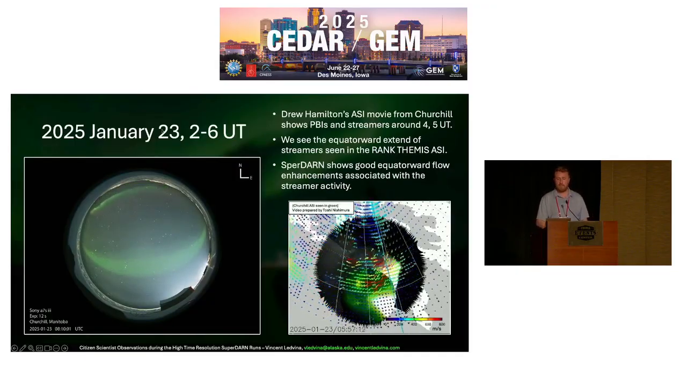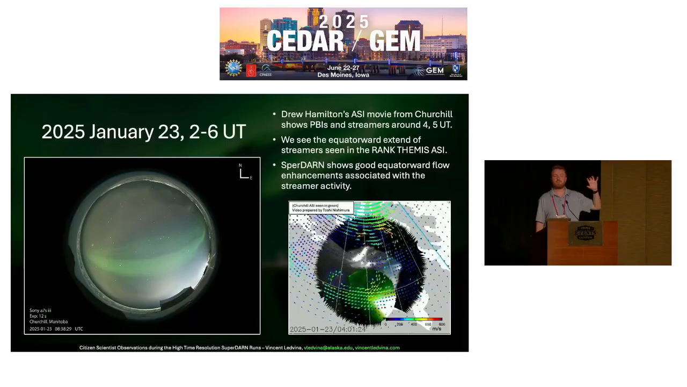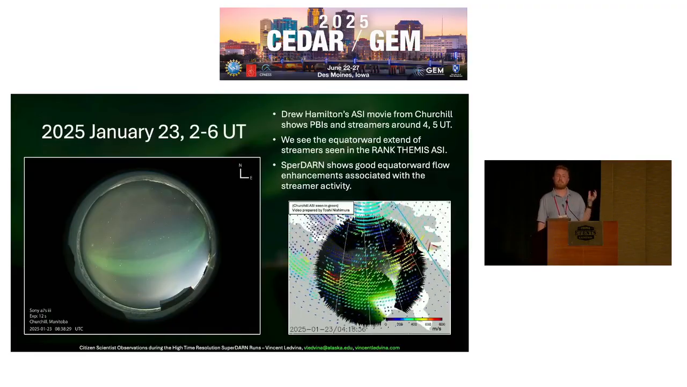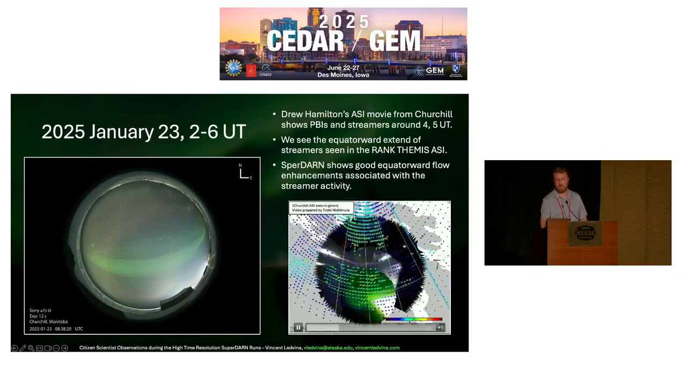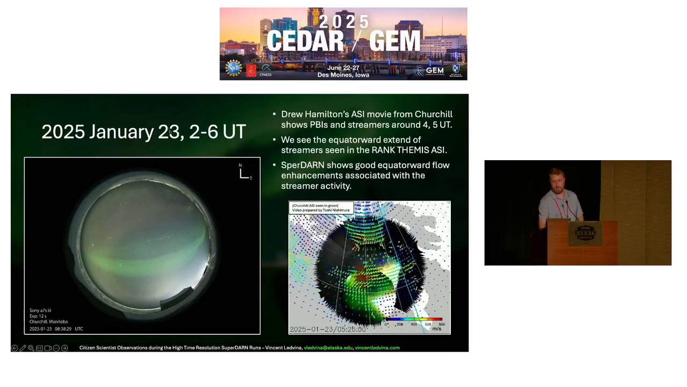around 4 and 5 UT. And what's really cool is that if you compare that to the THEMIS ASI at Rankin Inlet, you can see the equatorward extension of those streamers in the northward part of Drew's video. So it provides added context to what we're seeing in the THEMIS ASI images. And here on the right is Drew's all-sky camera field of view, which is in green, overlaid with the other instruments as well as the SuperDARN flow patterns, indicated by these rainbow vectors. This was on January 23rd from around 2 to 6 UT.